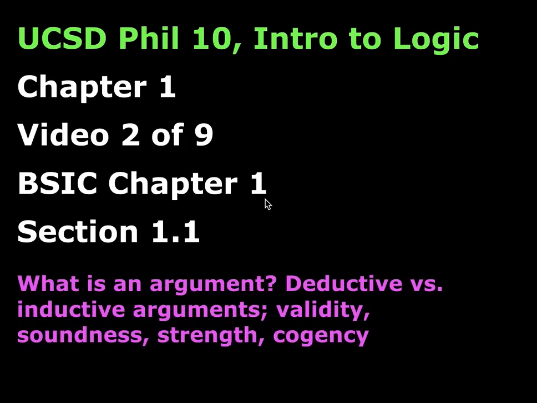This video I'm going to be talking about Section 1.1 of the textbook, Basic Sentential Logic, Informal Fallacies, and Cognitive Biases. And in this video, the topics are going to be what is an argument, types of arguments, specifically deductive versus inductive arguments, and then some categories, so validity, soundness, strength, and cogency. So these are ways that arguments of these two different types, deductive and inductive, can be good or bad. This is probably going to be the longest video of Chapter 1.